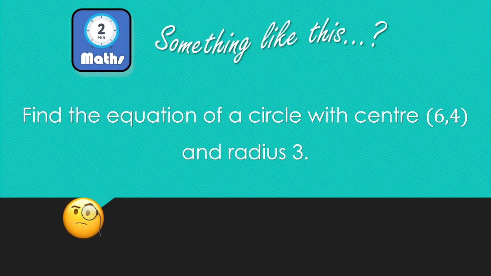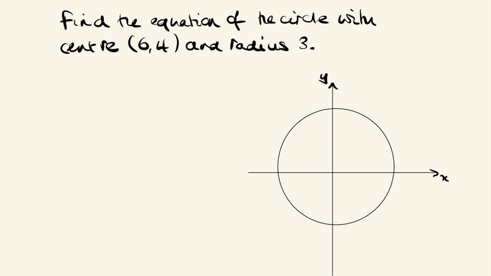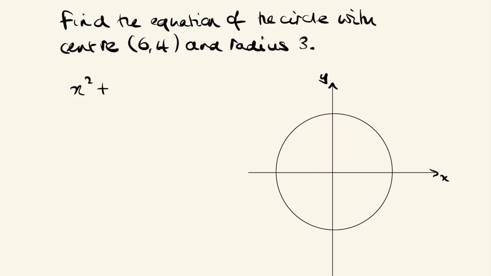You want to do something like find the equation of the circle with centre 6, 4 and radius 3. Right, so if we draw some axes, if we had a circle that was centred at the origin, in other words like that, we'd know that the formula would begin x squared plus y squared equals, and then the other side would have the radius squared.